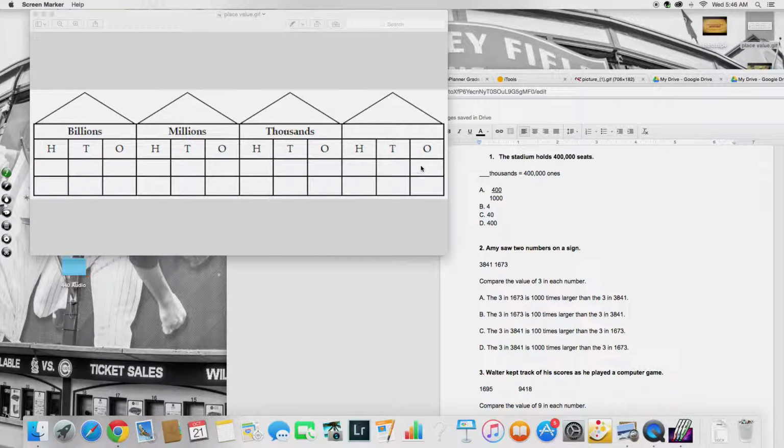Well, 400,000 ones, we're going to come from the ones place here. We're not going to put a 4 in there because that would just be 4. We're just going to make 400,000, because that's what 400,000 is. It's 400,000 ones. All right. But how many thousands would it be? Well, here's our 1,000s right here. So they want to know how many thousands it would be.